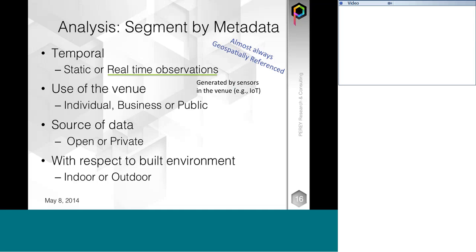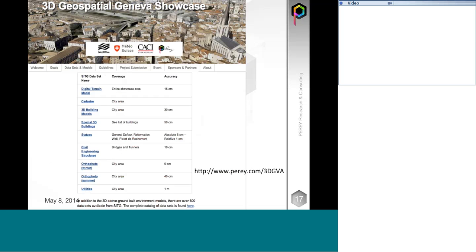Real-time observations can be generated by sensors, and I wanted to mention here that that's why augmented reality is often closely linked to Internet of Things, or the Internet of Everything, and smart cities. So I'm going to give you a little bit of a real-time example. This is a project that's currently going on that I helped to organize, focusing on the city of Geneva. We call it the 3D Geospatial Geneva Showcase.